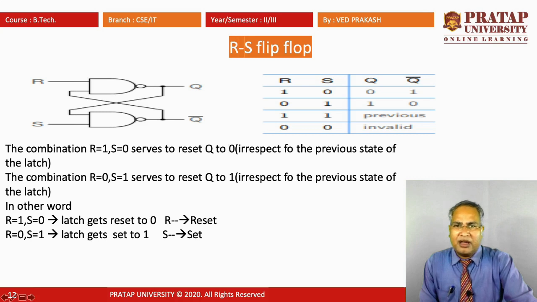Now we consider the RS flip-flop. Basically, the RS flip-flop is also known as the reset set flip-flop. Here is an implementation of an RS flip-flop with NAND gates, and when we apply the values of R and S, we get two outputs, Q and Q bar. So this output result basically depends on the values of the inputs S and R.